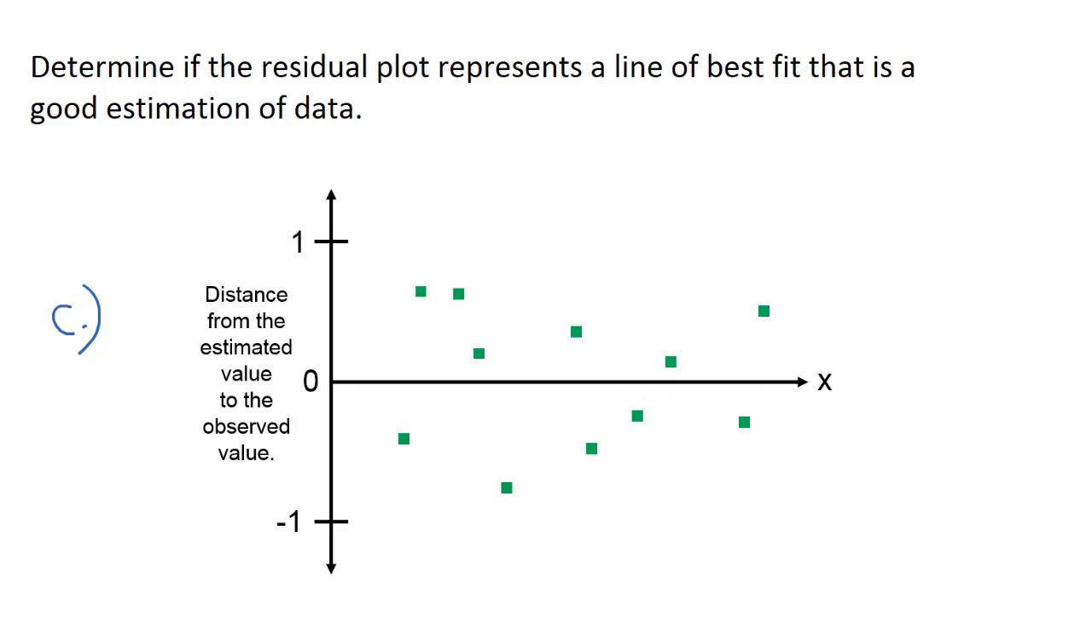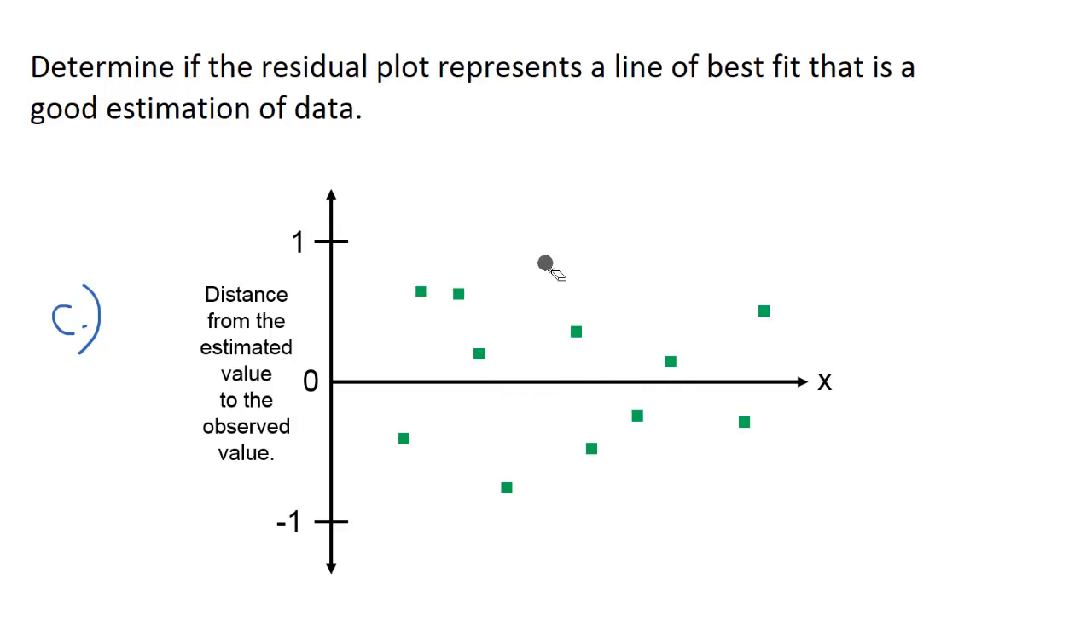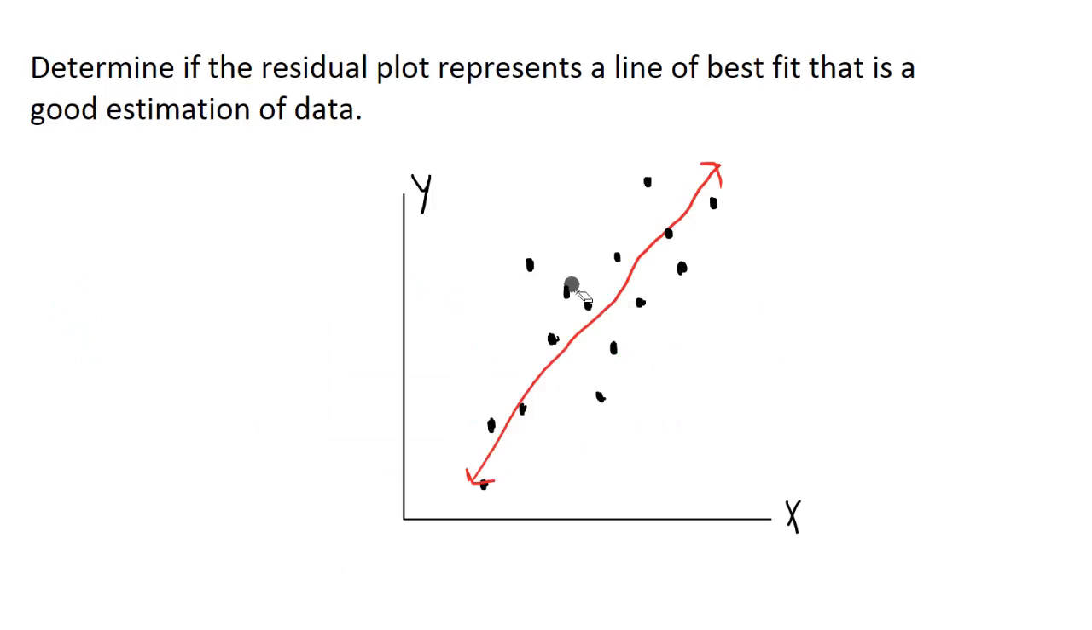So let's go back to my starting point, my scatter plot, and I'm going to remove these two lines, and you'll see that the red one was probably the best one compared to the green and purple one. Then again, we go back to this residual plot, and we have a lot of scattered points above and below the horizontal line. So it means that this would be the best line of fit.